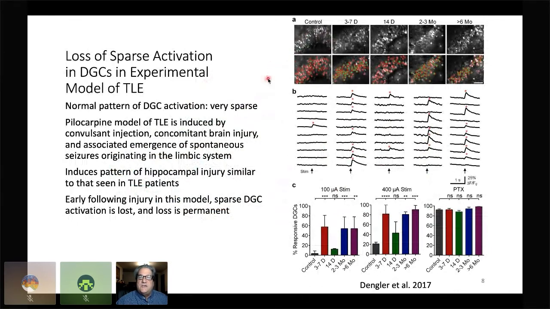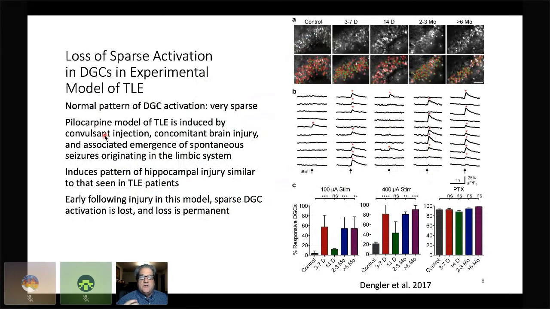And these calcium indicators are loaded into the tissue, into the cells themselves. And when cells fire an action potential, they blink. There's a flash. And it's a way to code large populations of cells and determine their firing properties. And so we chose an animal model in which we inject a convulsant into a rodent.